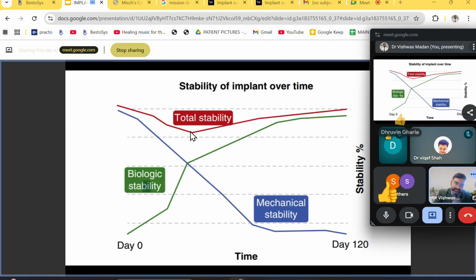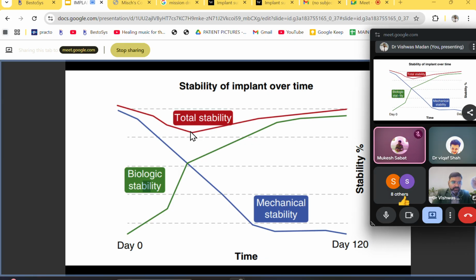Got it. Thank you. So what is the clinical implication of? Yes, yes, Dr. Vikas.